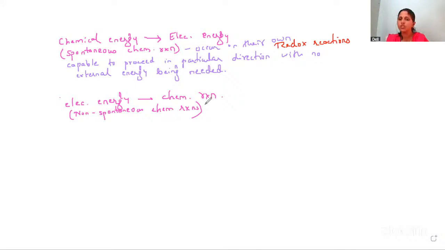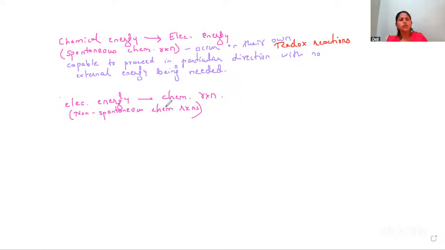To proceed in a particular direction, they need an external help, like your example of a naughty child. So we talk about non-spontaneous reactions. Using electrical energy, we are going to make a chemical reaction happen which is not going to proceed on its own. Using electricity, we give an extra push so that the reaction can occur. So this is about non-spontaneous chemical reactions.